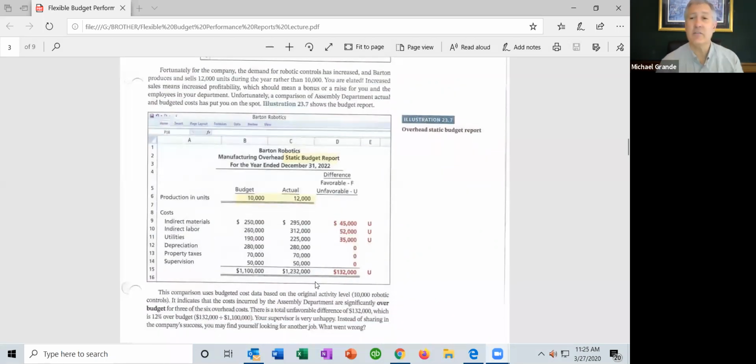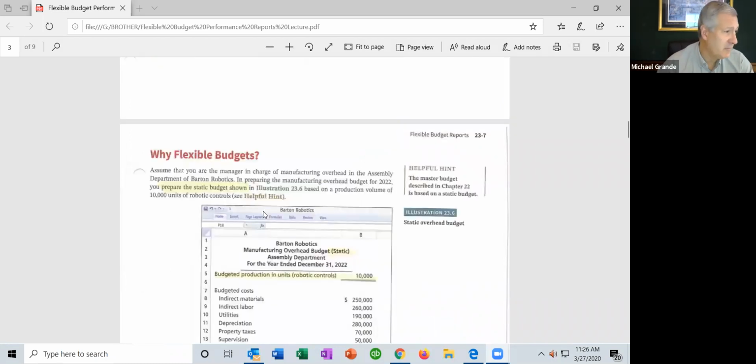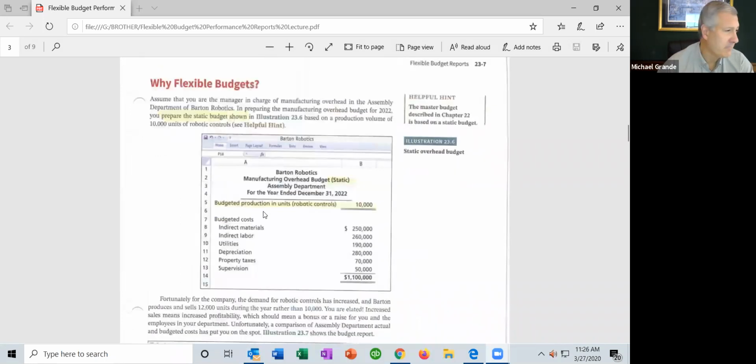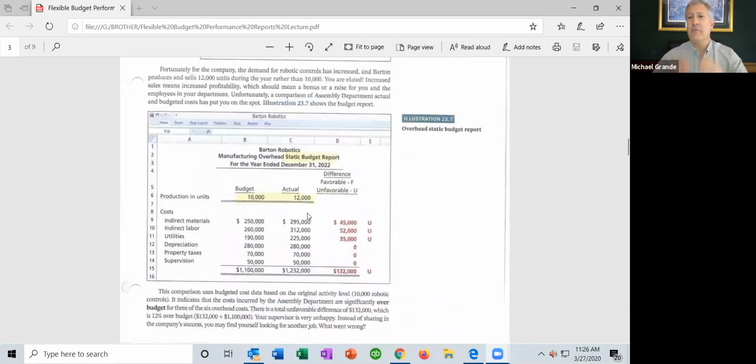What we're looking at here is a performance report, a comparison between the budget and the actual. How did they do? The budgeted numbers here come from this budget report right there. The actual numbers are provided to you by the financial accountants. They're the result of transactions, journal entries from financial accounting.